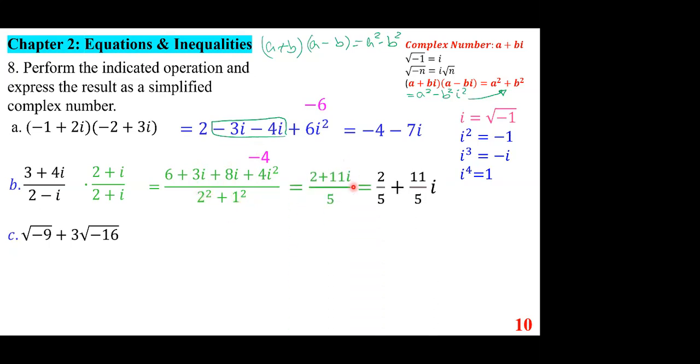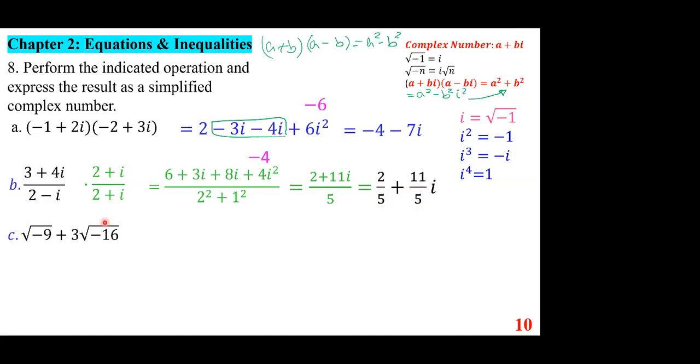Now, if you left it as that, everybody, it is fine. However, if somebody asks you what is A and what is B and you couldn't answer, then you should put them in this format. It's better. 2 over 5 plus 11 over 5i. So A is 2 over 5 and B is 11 over 5. A plus Bi: A is called the real part. B is called the imaginary part.